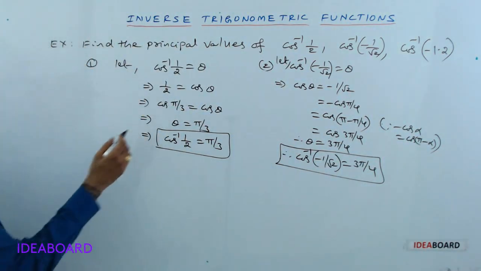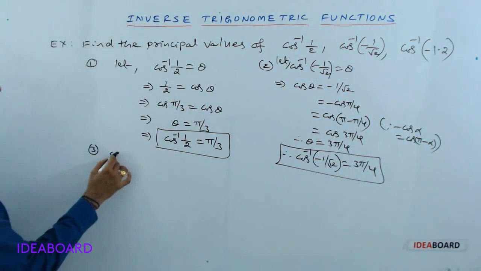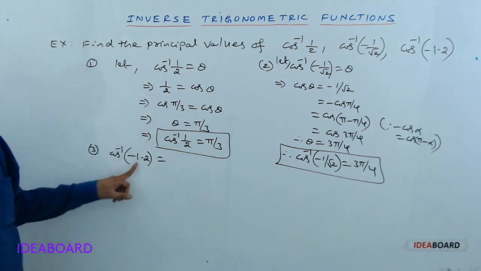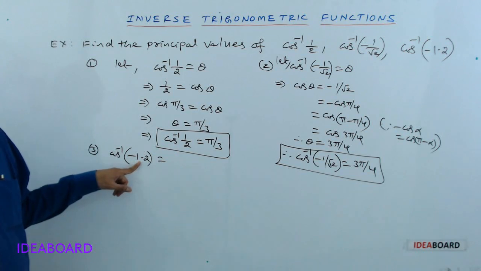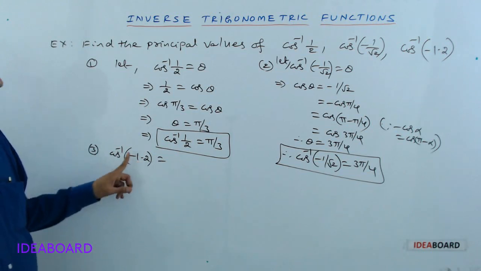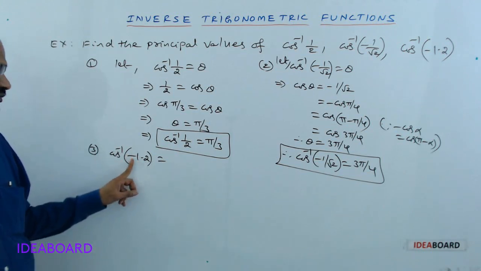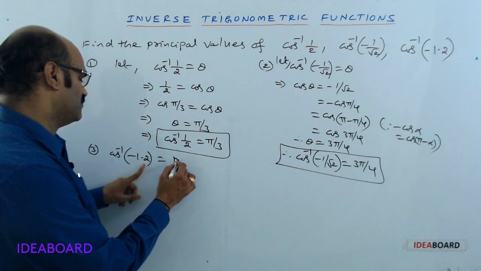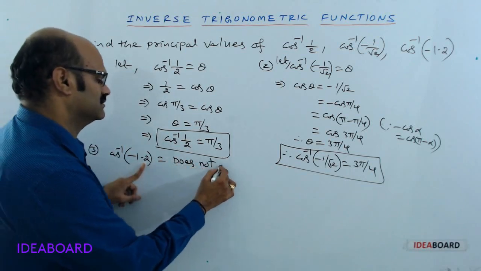Now third one is given by cos inverse of minus 1.2. The values of x lie between only minus 1 and plus 1. This minus 1.2 does not lie between minus 1 and plus 1. So cos inverse of minus 1.2 does not exist.